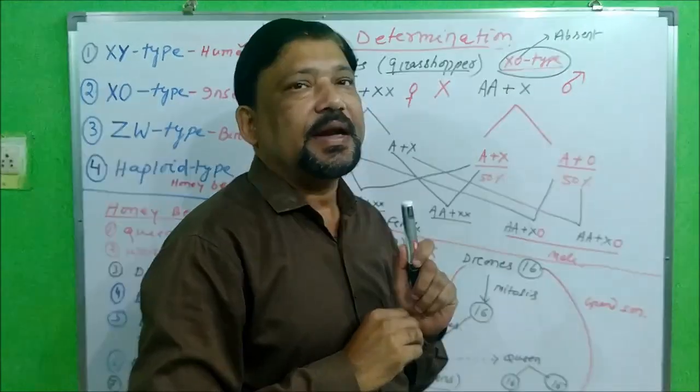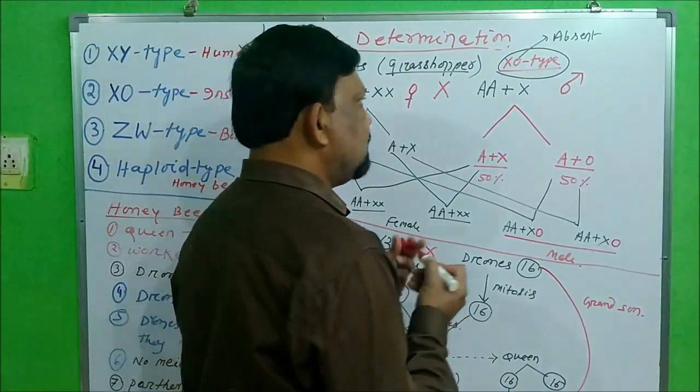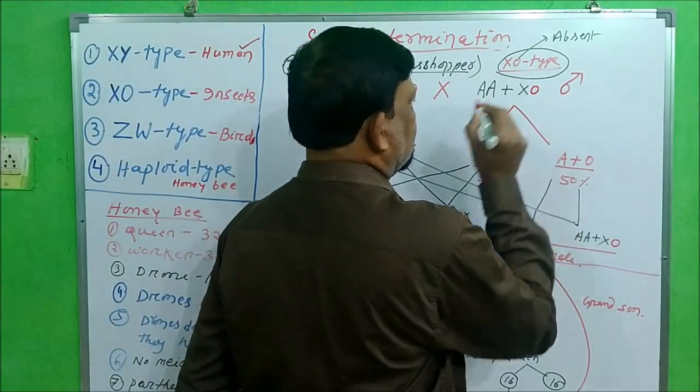This is the genetic setup. For our convenience of study, we have added 0 here. Clear?